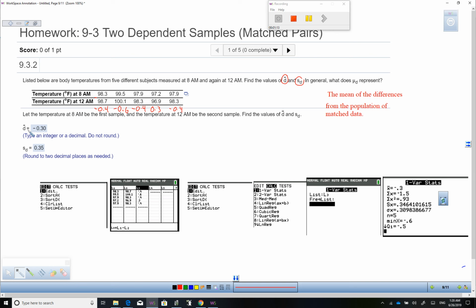Okay, so this symbol d bar means the mean of the differences. That means if you add all these numbers and you divide by the number of elements, in this case 1, 2, 3, 4, 5, you add all these numbers and divide by 5, this is what you will get.